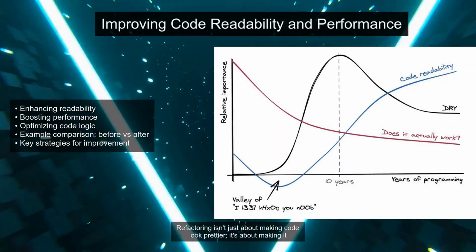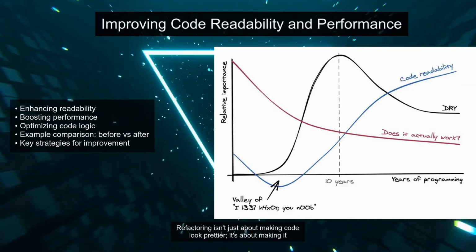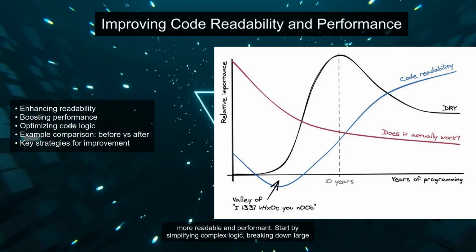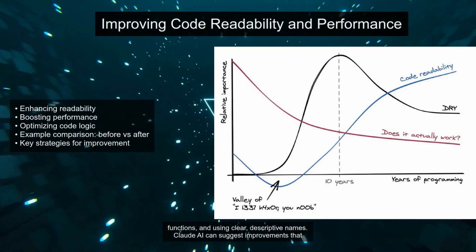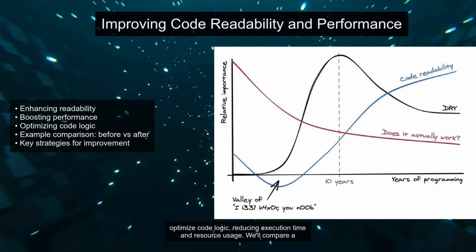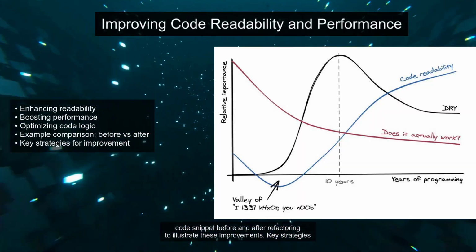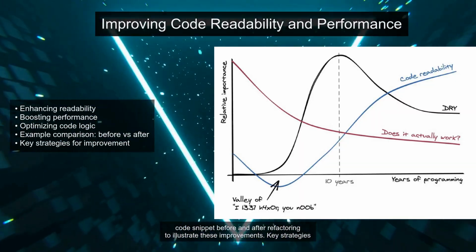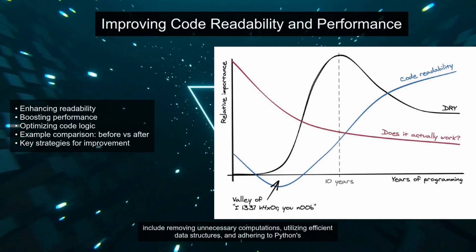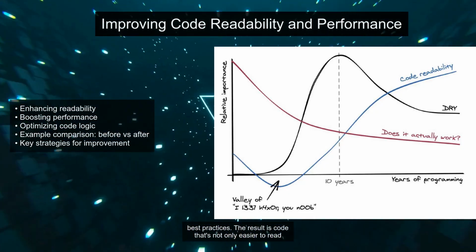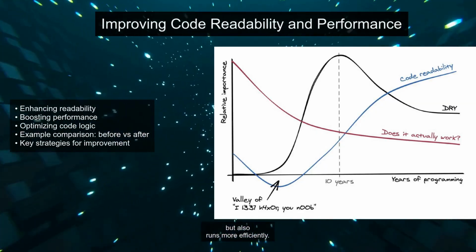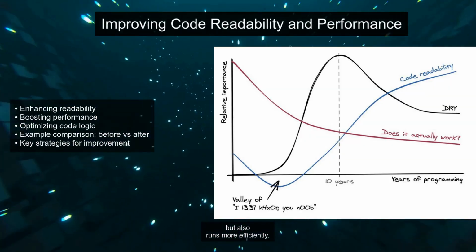Refactoring isn't just about making code look prettier, it's about making it more readable and performant. Start by simplifying complex logic, breaking down large functions, and using clear, descriptive names. Claude AI can suggest improvements that optimize code logic, reducing execution time and resource usage. We'll compare a code snippet before and after refactoring to illustrate these improvements. Key strategies include removing unnecessary computations, utilizing efficient data structures, and adhering to Python's best practices. The result is code that's not only easier to read but also runs more efficiently.